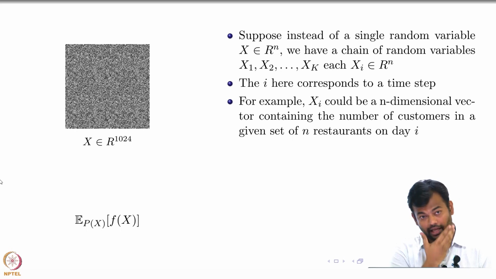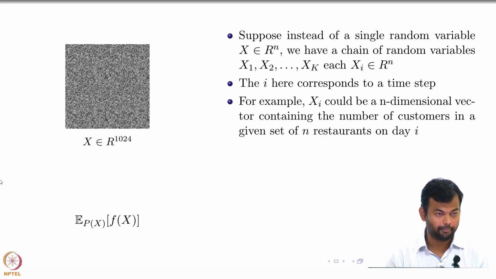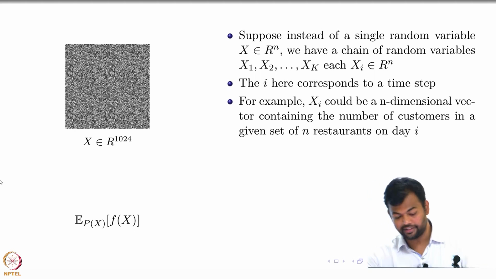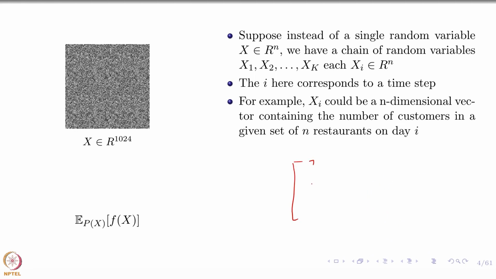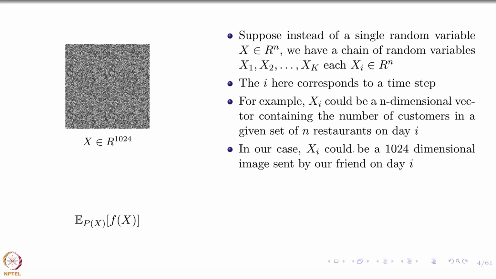And one example which I gave you was images. The other example could be that I have this n-dimensional vector, which tells me the number of customers in a restaurant on day 1. Then I have the same vector which tells me the number of customers on day 2, and so on. So all of these are x's, but they are also associated with times because it's on day 1, day 2, and so on. So I have this chain of random variables. It could either be the number of customers in a restaurant, or the images or wallpapers sent to us on day 1, day 2, and so on.